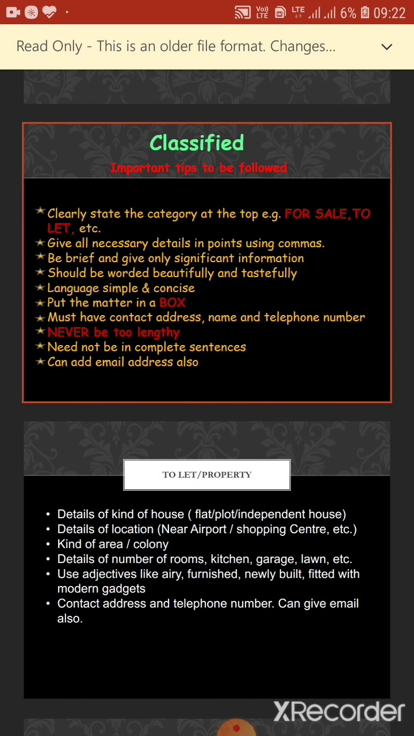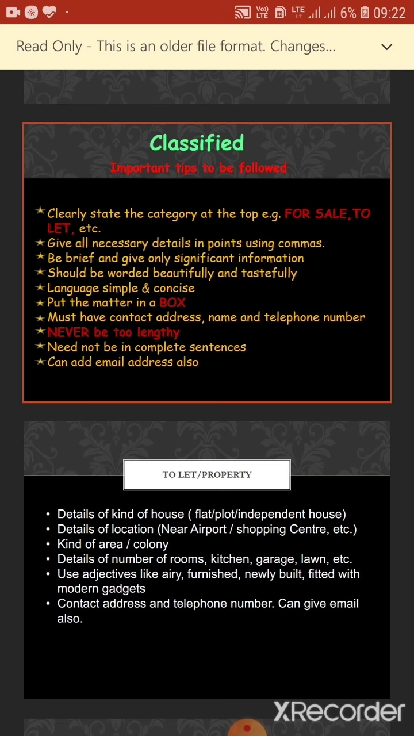Probably all this information would be given in the question itself. If it is not given in the question, then you have to use your imagination for writing the contact address, name, and telephone number, and it should be quite common.